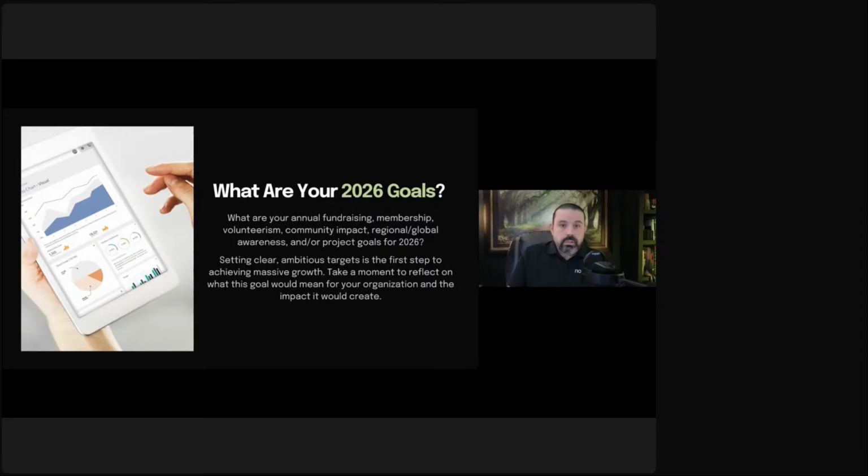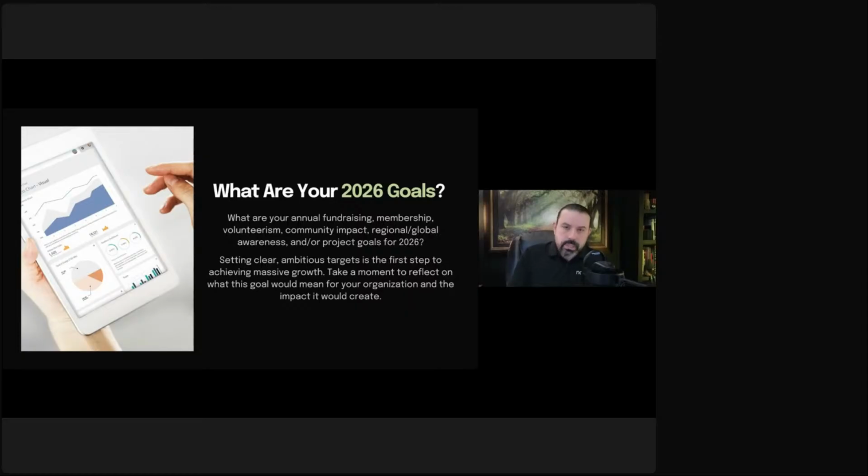If you're local, do you want to get known more in your local area? And what does that exactly look like? You guys, the clearer we can get, the closer we can get. And this is so important. Setting project goals, setting milestones for yourself and for your teams, it's going to be super important for 2026. Setting clear, ambitious targets is the first step to achieving massive growth. And taking a moment to reflect on what the goal would mean for your organization and the impact it would create.